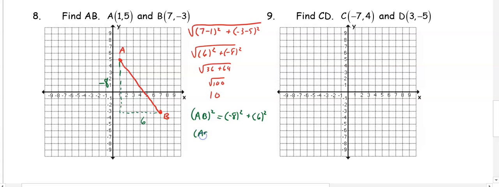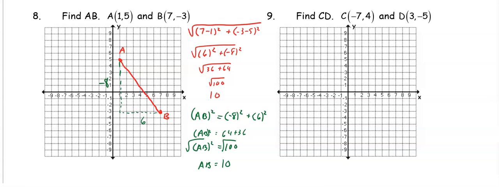So I have AB squared equals 64 plus 36. AB squared equals 100. So to find the length of AB, when I take the square root of both sides, we get AB is 10. So notice either way is going to work. I usually just stick with the distance formula.